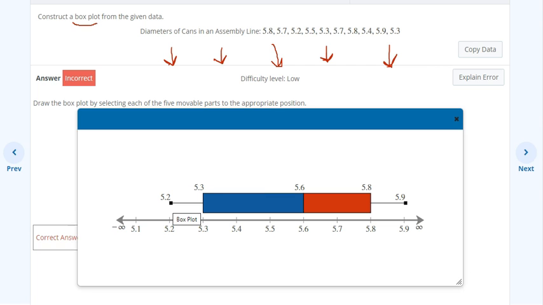So there's the low end, high end. There is the middle, this one, and this one. So these would be your 5 numbers here. Let me write them for you. This would be a 5.2. This is going to be a 5.3. This is the 5.6, 5.8, and then 5.9.